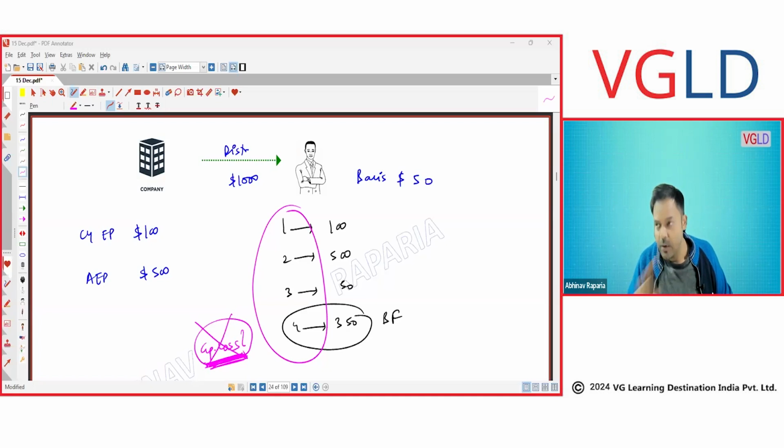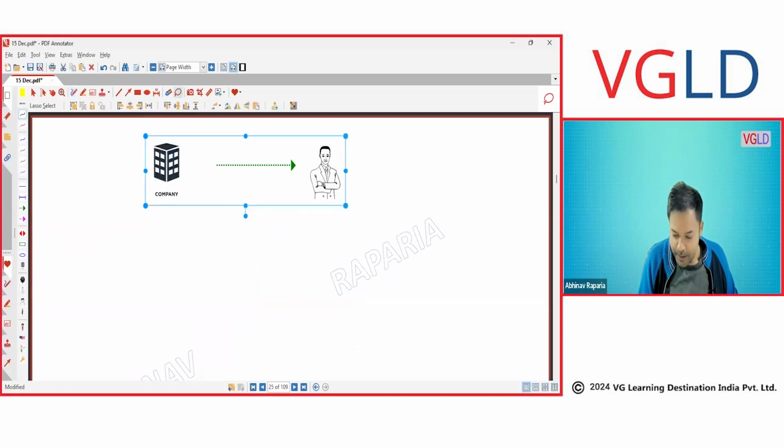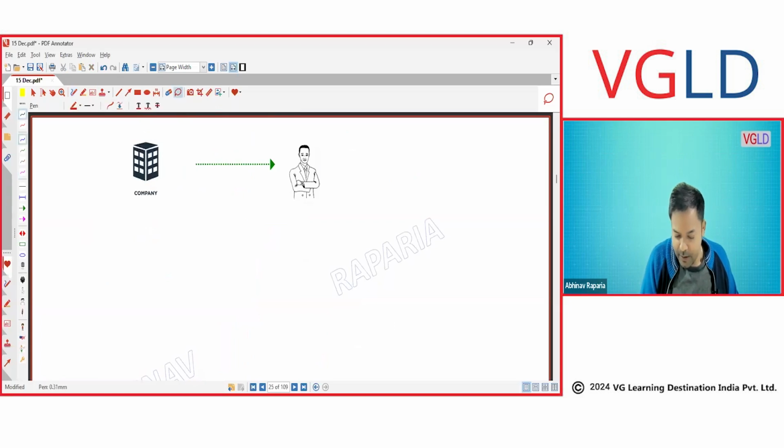I think losses were not there. I have to check. Let's see. Company is having current year earnings and profit zero. They are having accumulated earnings and profit zero. Are they making a distribution of 1,000? Is that possible?